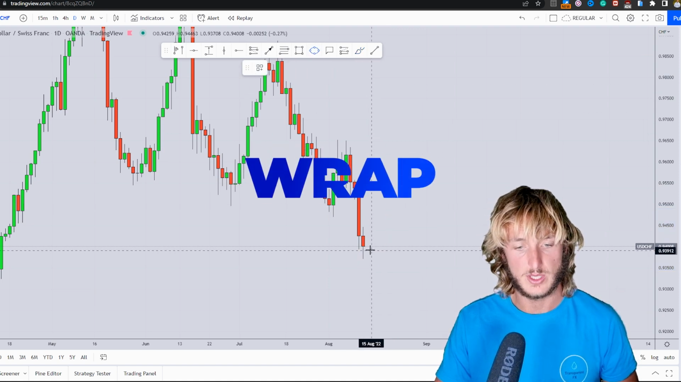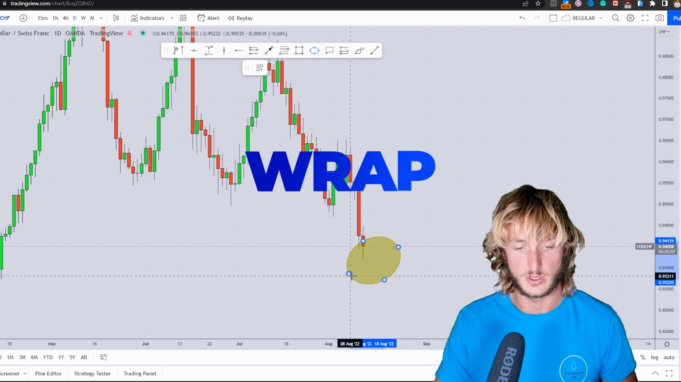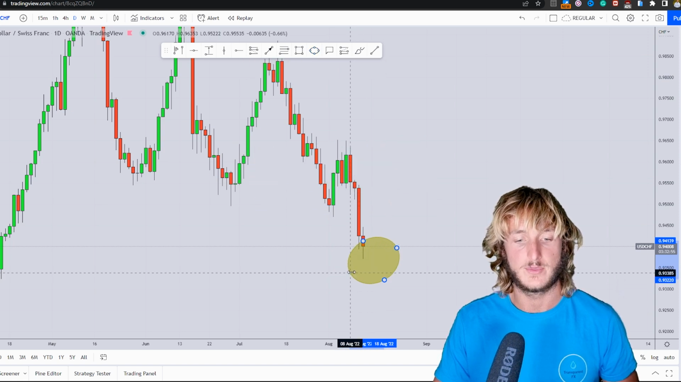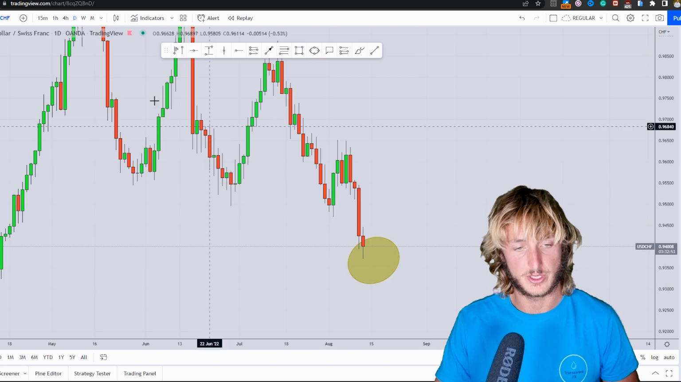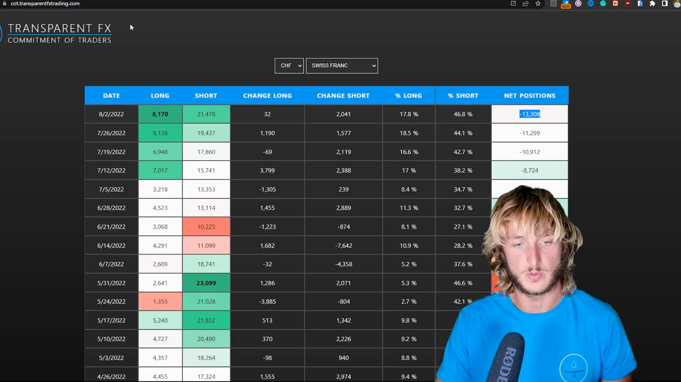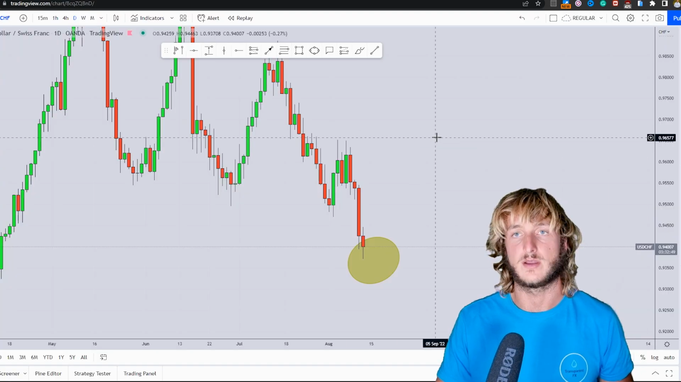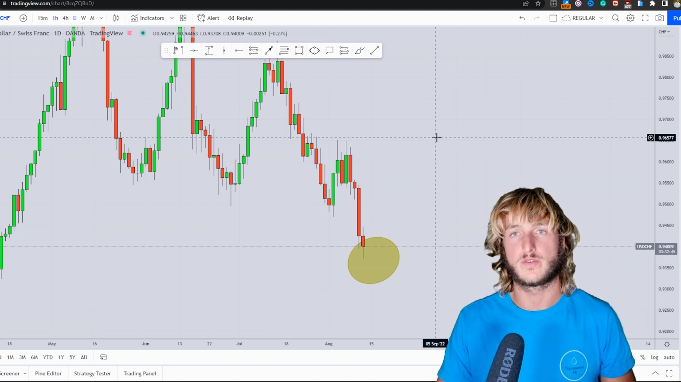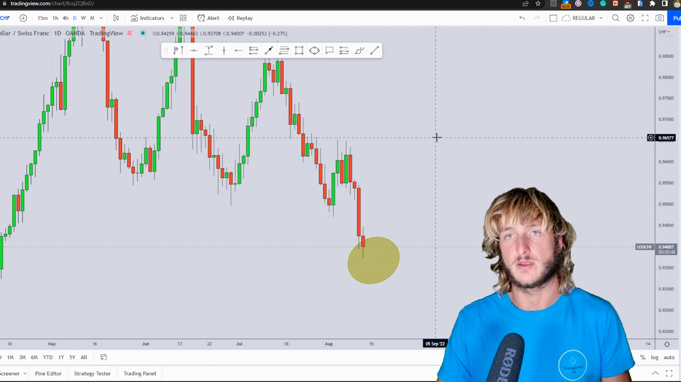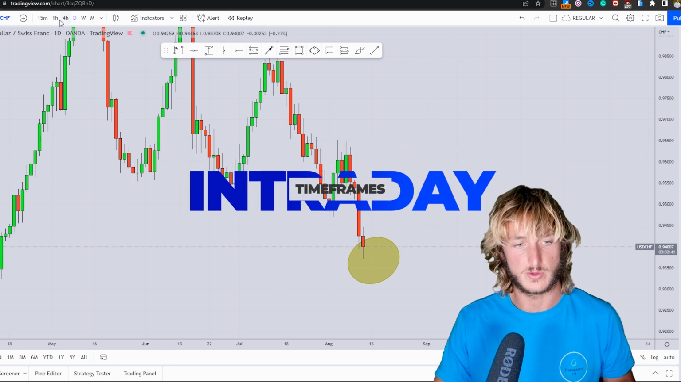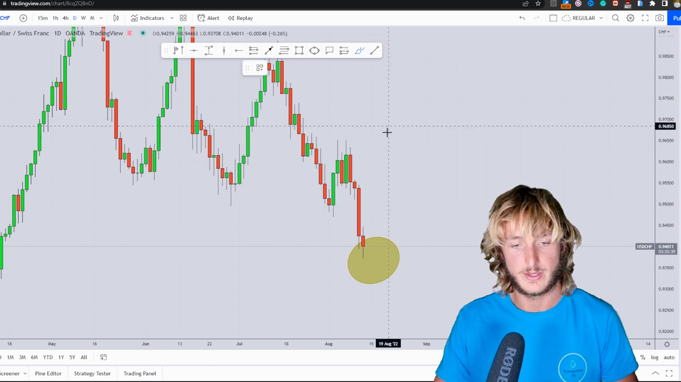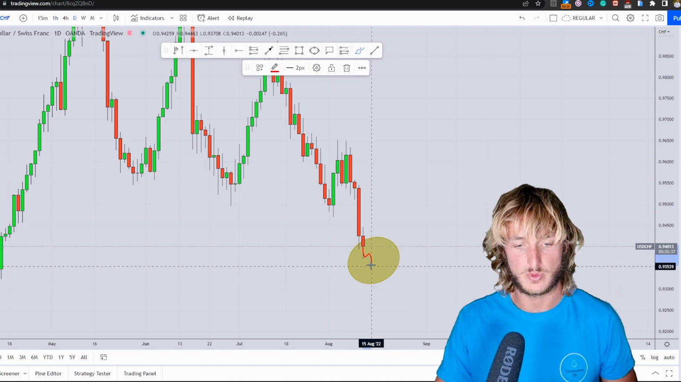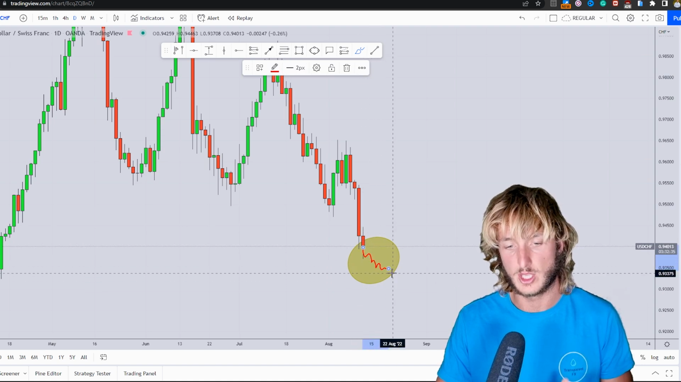So how we could be approaching this potential longing opportunity? Now, as usual, trading is reactive and not predictive. The monthly, weekly, and daily combined with the COT data, those are the best time frames from a directional perspective. However, when it comes to confirmations and entries, the best time frames are the intraday time frames, so 4 hour and lower.